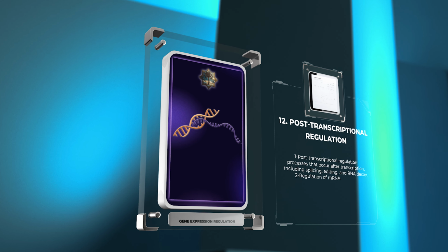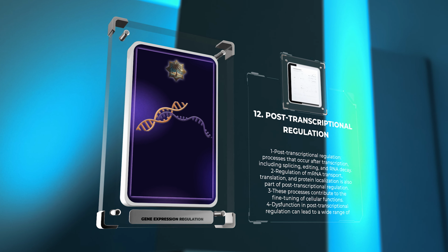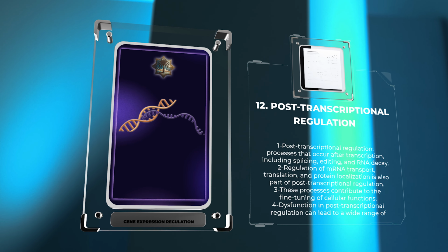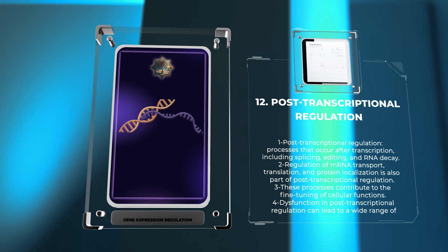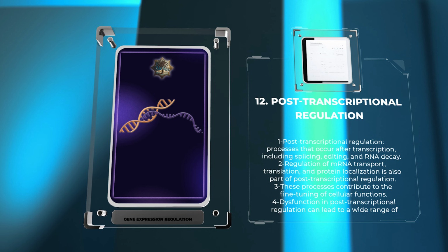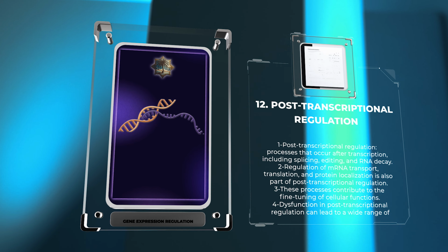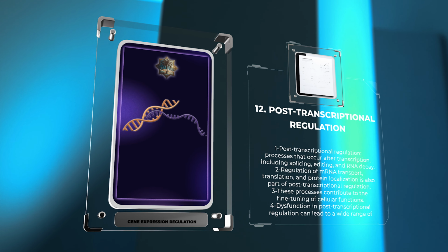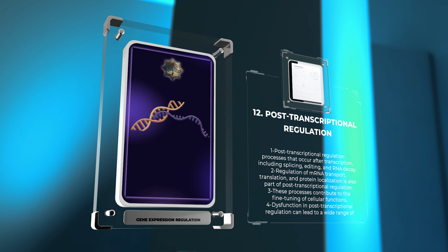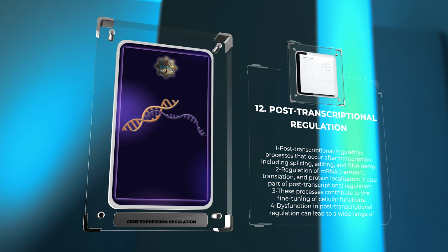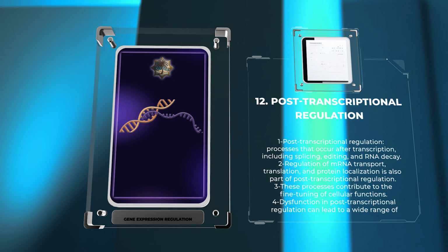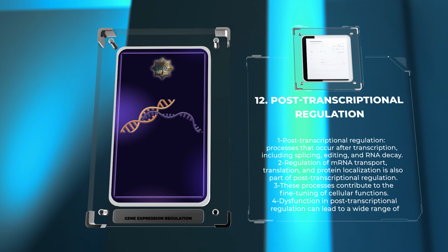Post-transcriptional regulation refers to the processes that occur after transcription, where RNA molecules undergo modifications, such as splicing, editing, and RNA decay, before they are utilized for protein synthesis. It also includes the regulation of mRNA transport, translation, and protein localization. These post-transcriptional processes allow for additional layers of control over gene expression and contribute to the fine-tuning of cellular functions. Dysfunction in post-transcriptional regulation can lead to a wide range of diseases, including neurological disorders and metabolic syndromes.